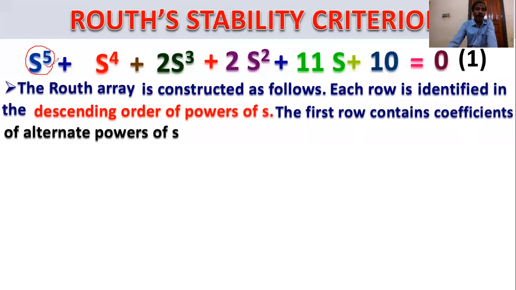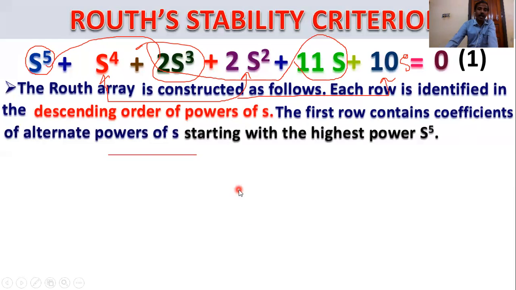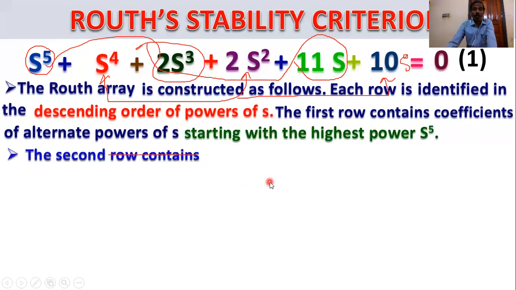Suppose this is s to the power 5, then alternate powers s cubed, and s to the power 1. Similarly, for s to the power 4, the alternate powers are s squared, and then s to the power 0. This is the alternate power of s, starting with the highest power, s to the power 5. This is the starting power.